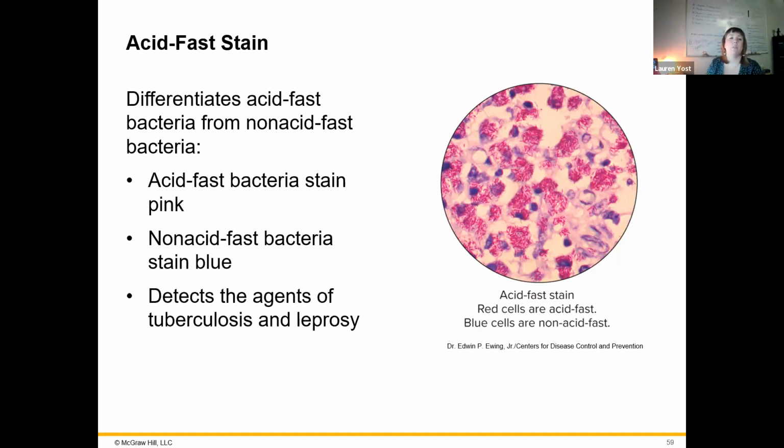This just determines if you have the presence of the waxy mycolic acid on the outside of your cell. This is going to be testing for mycobacterium, so things like Mycobacterium tuberculosis or Mycobacterium leprae for leprosy. These guys are going to stain pink from the carbolfuchsin stain. And then we counterstain with methylene blue. That's the negative cells, so the negative cells are blue on this one.